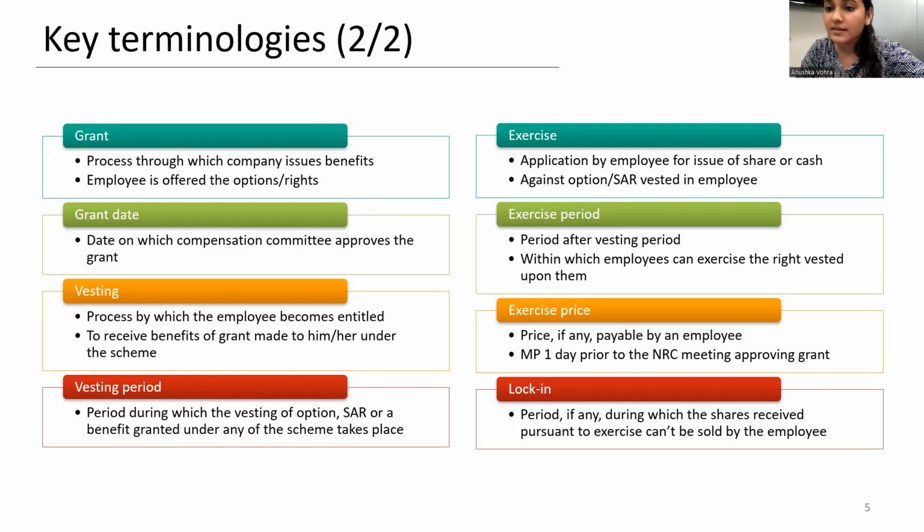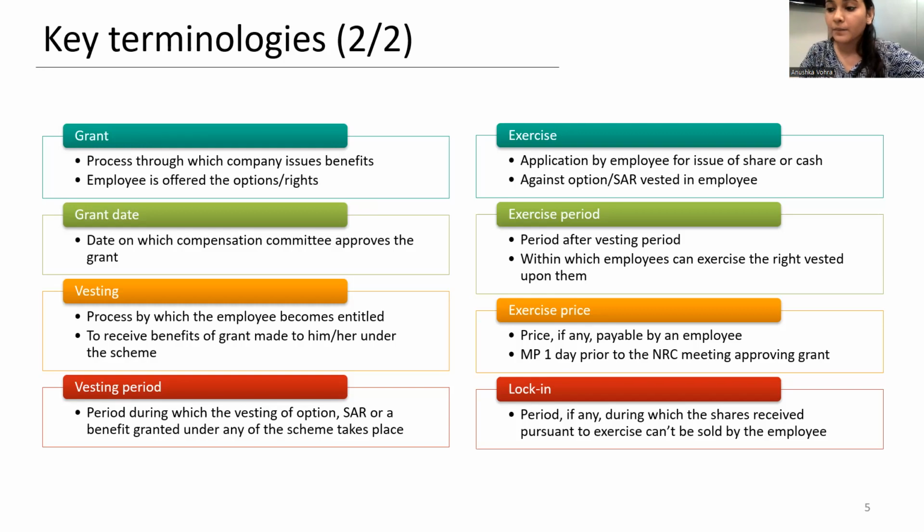Next, we talk about exercise. As and when this vesting happens, for 100 options, 20%, that is 20 options, vested in me on 1st August 2024. So I will become eligible to exercise those 20 options. So exercise is when I become eligible, and now I go to the company or the NRC and say that I am going to exercise this option. After exercise, the option gets converted into a share and I become a shareholder of the company. Now I can go and sell those shares. We'll talk about that as we progress with our sessions.